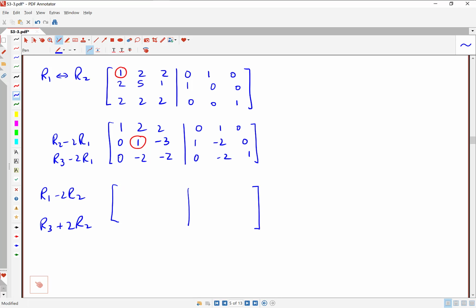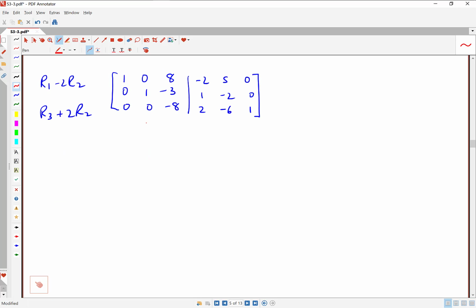So let's look at the top row here. Row 1 minus 2 row 2 is going to look like 1, 0, 8, negative 2, 5, 0. And for the bottom row, row 3 plus 2 row 2, 0, 0, negative 8, 2, negative 6, and 1. So now we just need a couple more operations here.